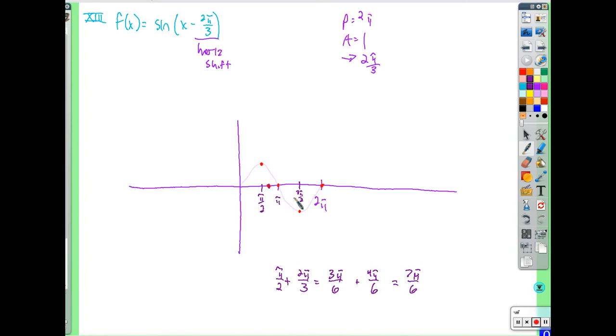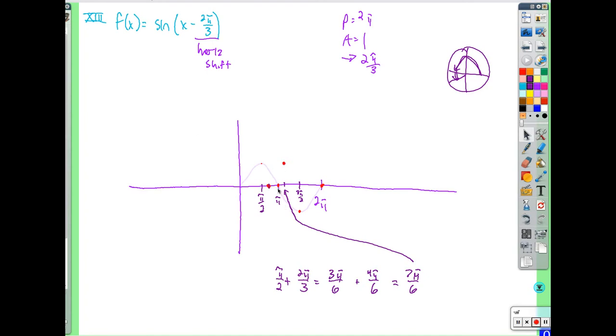7 pi over 6. So that would be just barely past pi. If you look on your unit circle, remember, here is pi. That'd be 6 pi over 6. 7 pi over 6 is right there. Okay, so just barely past pi. So right about there. Okay, 7 pi over 6. I'm going to put an arrow. Not a lot of room here. Okay, so I'll move this guy over to 7 pi over 6.